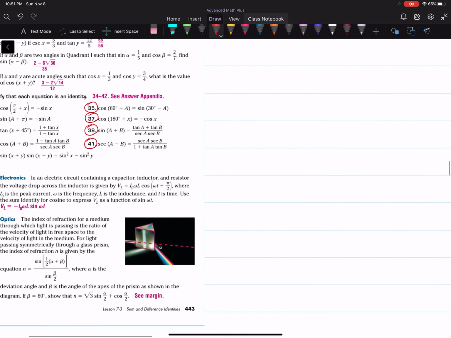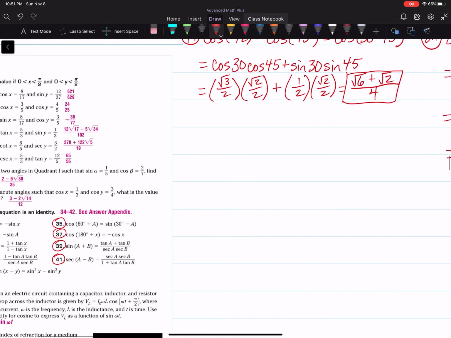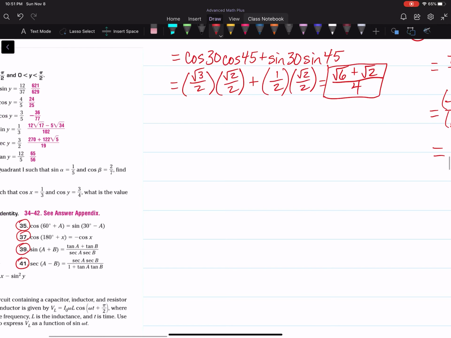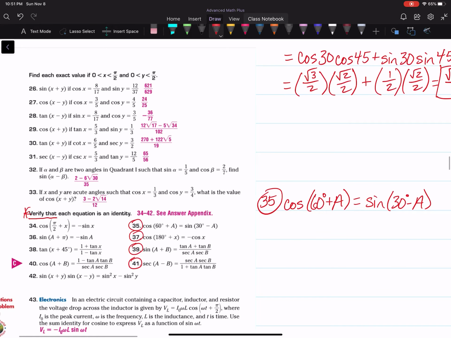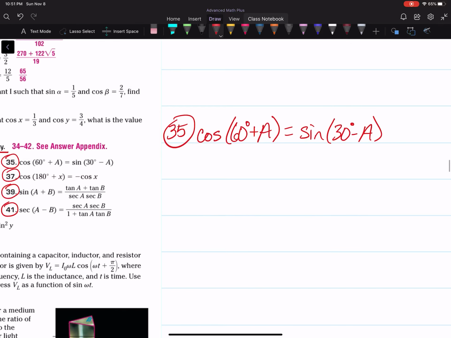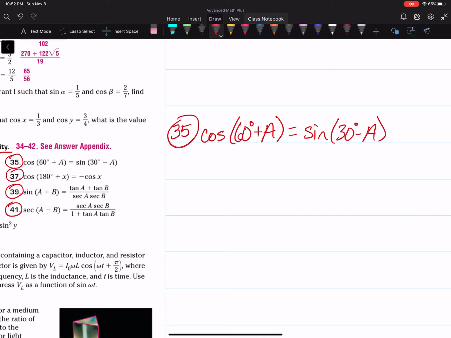Let's skip down and do some of the identity problems. These are actually, I think, a little easier. Maybe I'm just crazy, but they go a little quicker. Okay, so again, directions say verify that each equation is an identity. So basically we're just proving that this is true. Remember, you cannot take something from one side and move it to the other. You have to work each side independently, and you're basically just trying to make them look the same.